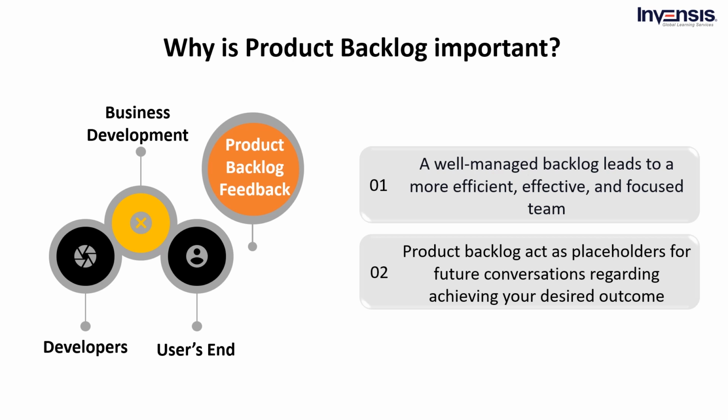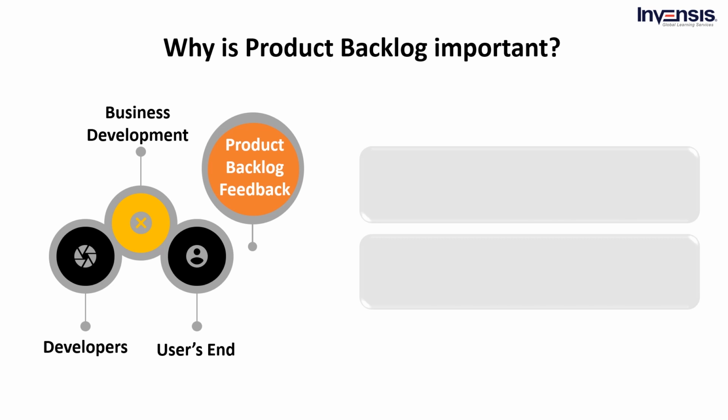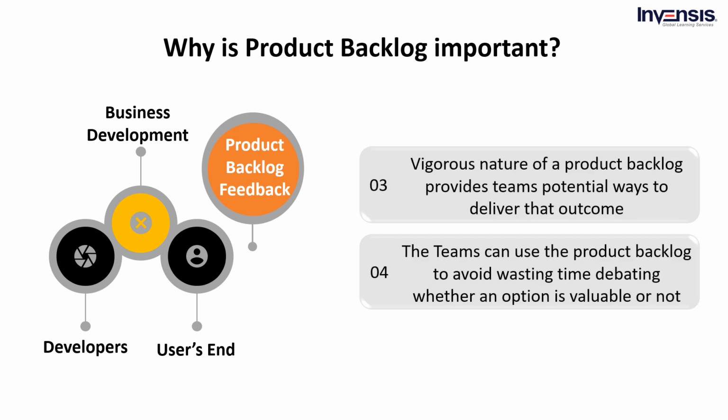Product backlog list items act as placeholders for future conversations about an option for achieving your desired outcome. That means a team doesn't have to fully flesh out an idea before adding it to the backlog. Instead, a product backlog item only needs to be descriptive when a team starts working on it. The dynamic nature of a product backlog provides teams with a way to manage their potential ways to deliver that outcome and learn about the desired outcome.